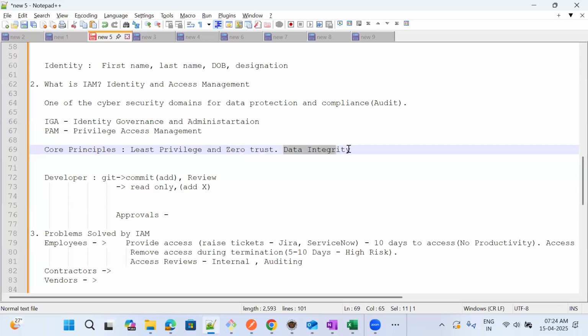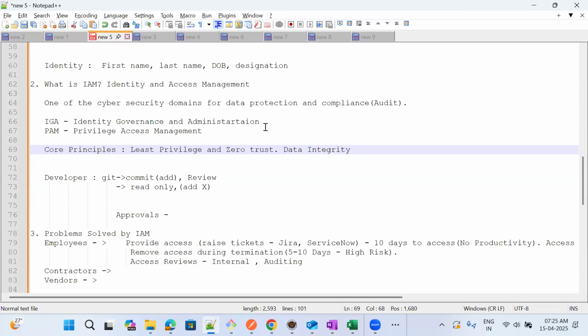And also we follow something called data integrity. Whenever we say data integrity, it means whatever data we have is not damaged. That is what data integrity says. So if we have any data, it should not be modified without proper permissions or without proper approvals. And at the same time, we have to make sure that this data is not exposed to anyone who is not supposed to see it, who is not authorized to view or access this data.